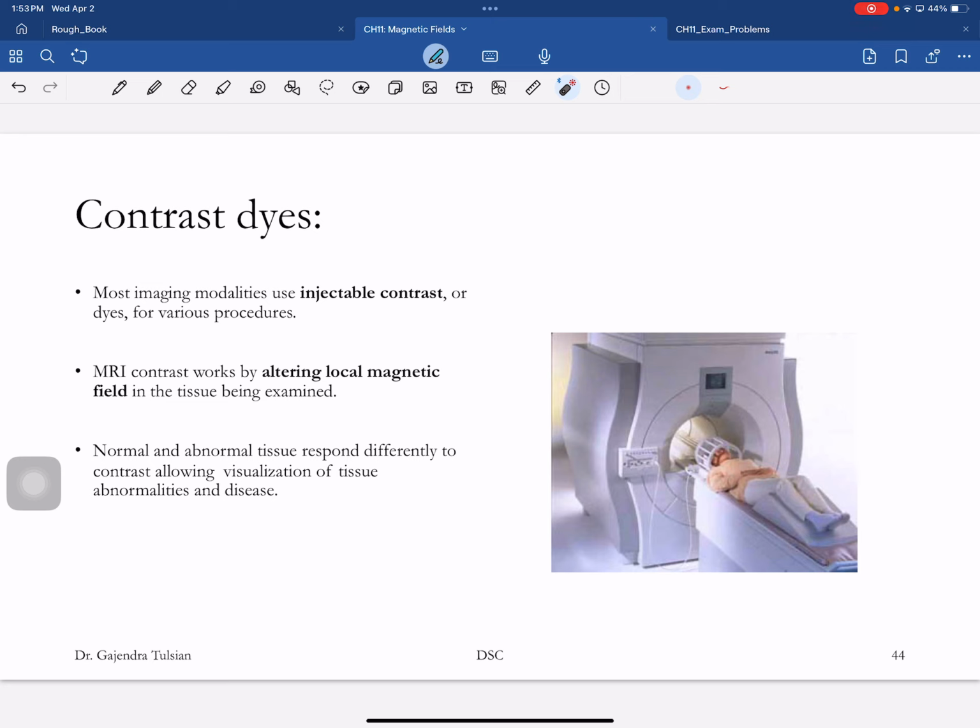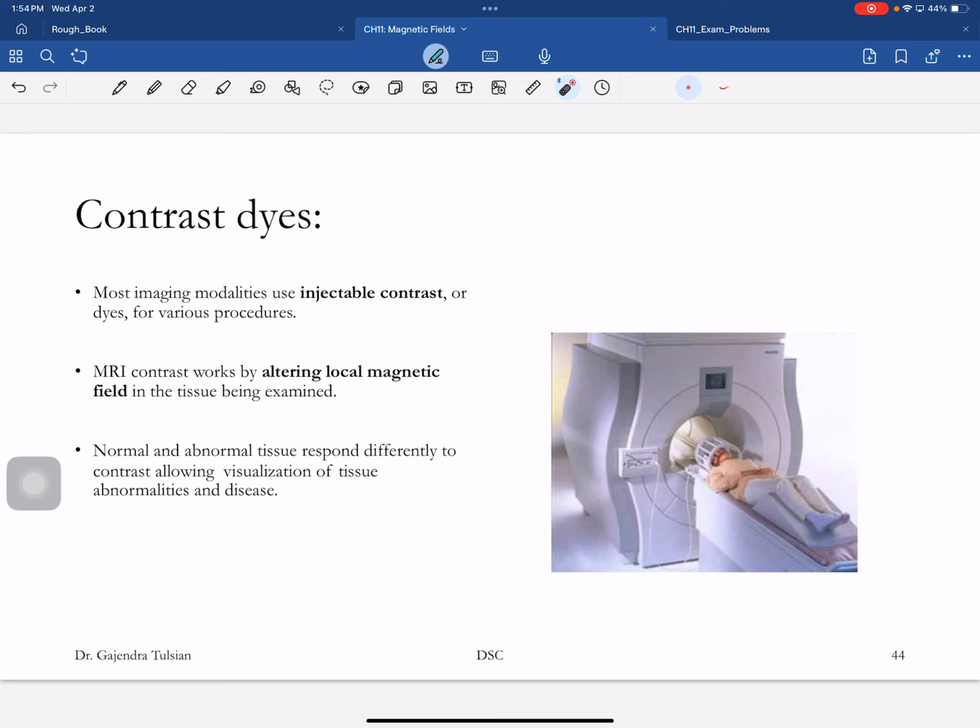Most imaging modalities use injectable contrasts or dyes for various procedures. MRI contrasts work by altering the local magnetic field in the tissue being examined. So remember, normal and abnormal tissue respond differently to contrasts, allowing the visualization of tissue abnormalities and diseases. So diseased tissues react differently than normal tissues.